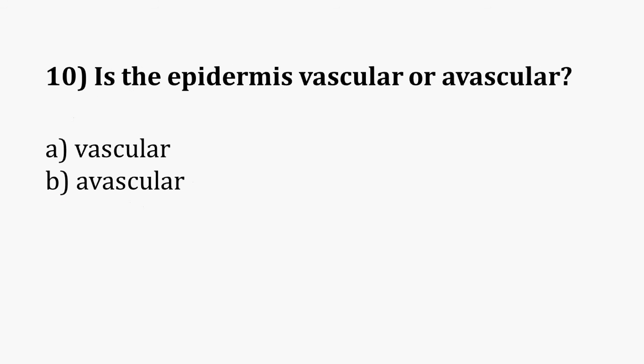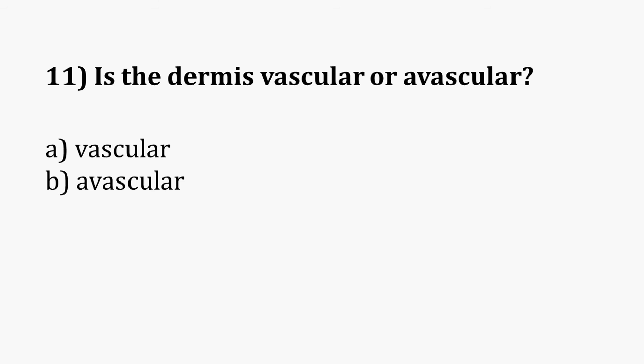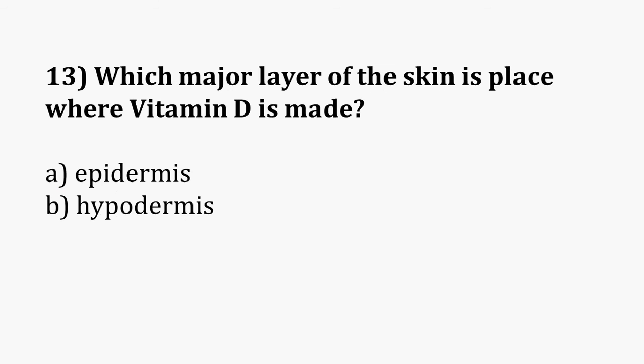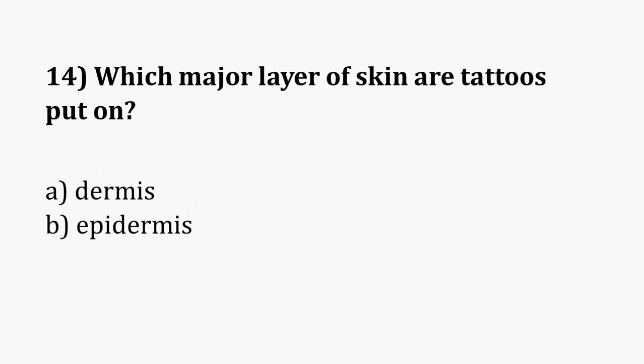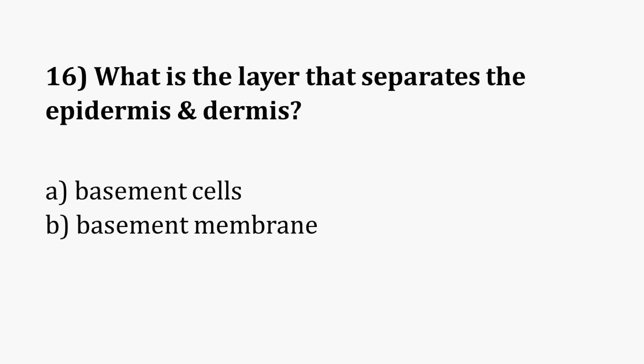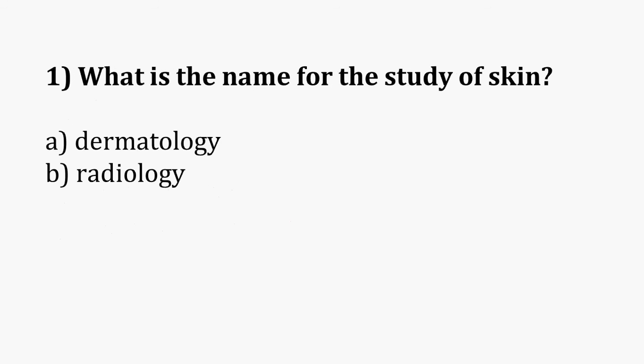Which type of tissue is the hypodermis made of? Adipose. Is the epidermis vascular or avascular? Avascular. Is the dermis vascular or avascular? Vascular. Is the hypodermis vascular or avascular? Vascular. Which major layer of the skin is the place where vitamin D is made? Epidermis. Which major layer of the skin are tattoos put on? Dermis. Which major layer of the skin is the place for blood supply and fat supply? Hypodermis. What is the layer that separates the epidermis and the dermis? Basement membrane. All right, now your turn.